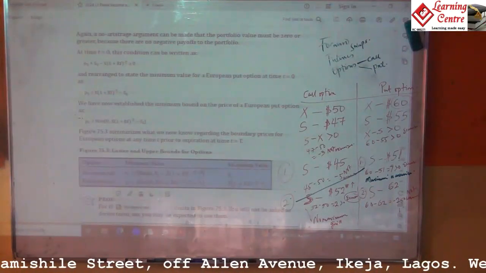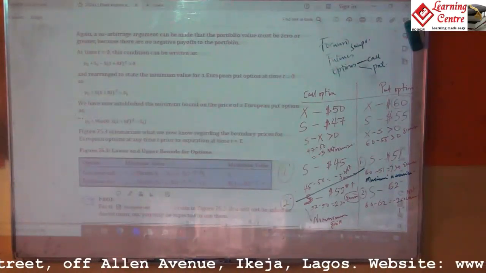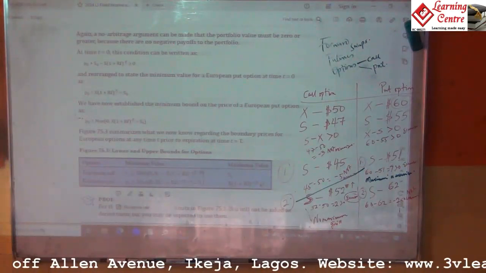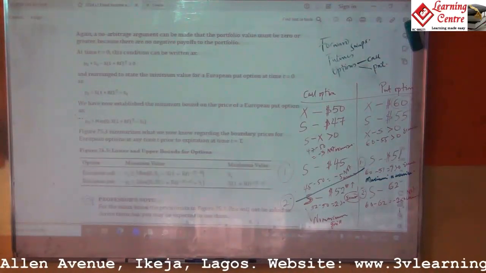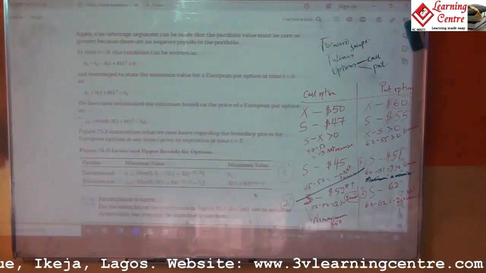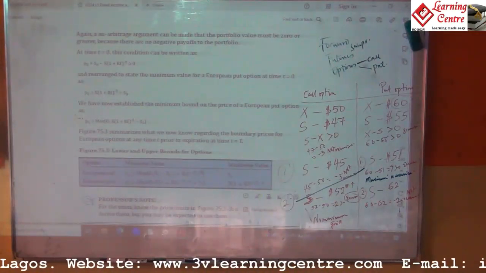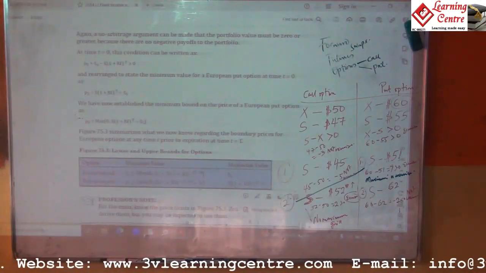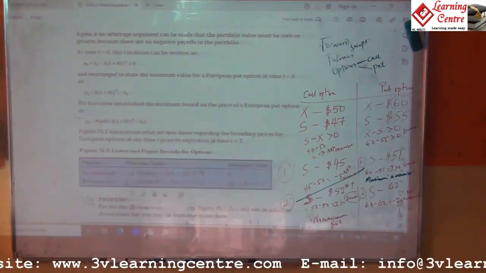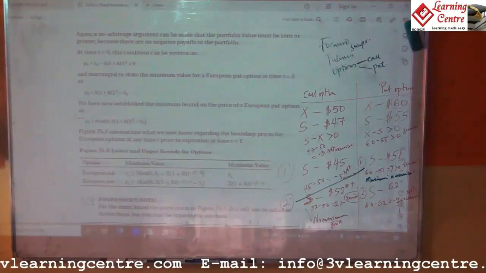Now we go to the put option. It's the same thing. We said the maximum value for the put option is the exercise price. But in this case, the exercise price has to be discounted. That's the only difference. The exercise price has to be discounted using the risk-free rate. That's the only difference between this one and this one. Then of course, the minimum value for the put has to be more than 0. That's all. So that's what you need to know here.